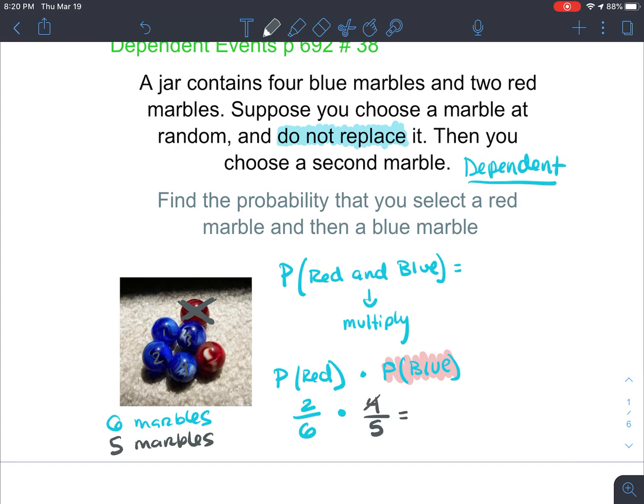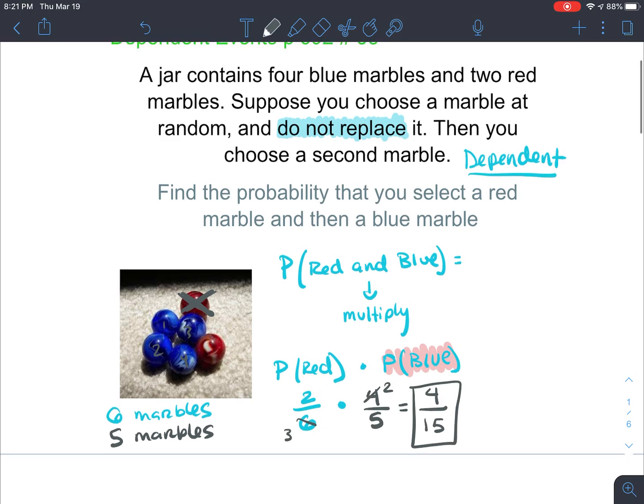We're still going to multiply these together. We're still going to cancel whatever we can. And we get 4 out of 15 as our probability. All right, so it's the same formula. It's just slightly adjusted based off of what happened in the first event.